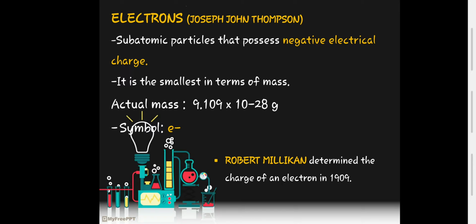The electron was discovered by Joseph John Thomson, but the charge of the electron was discovered by Robert Millikan. Remember the differences. The electron itself was discovered by Joseph John Thomson, J.J. Thomson, but the negative charge of the electron was discovered by Robert Millikan. So always remember that.